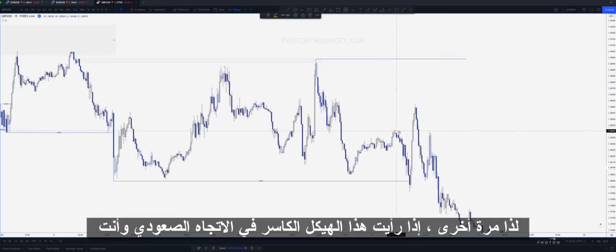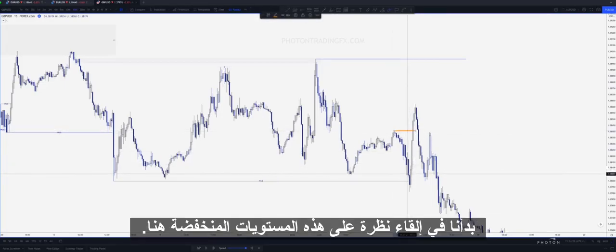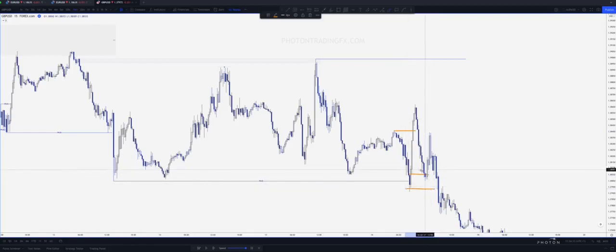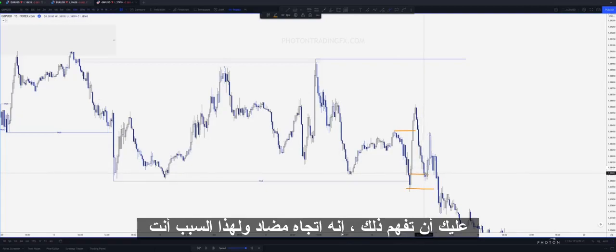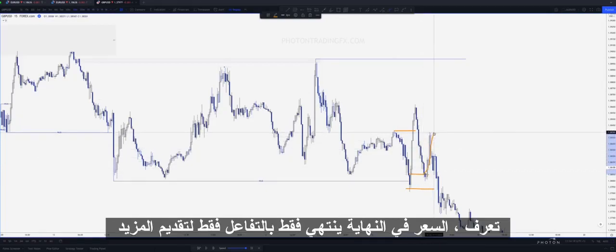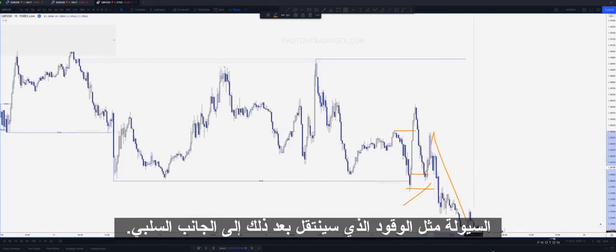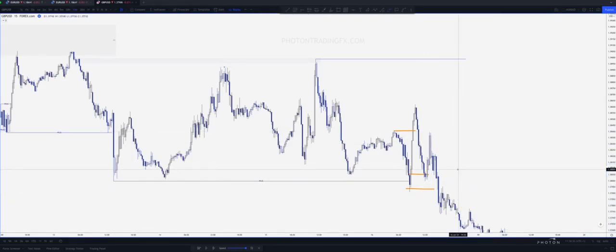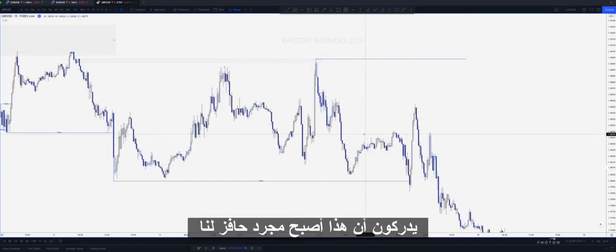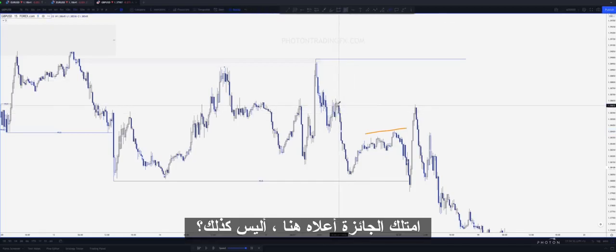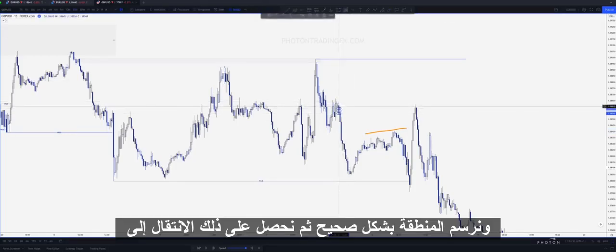So again, if you see this break of structure to the upside and you're starting to look at these lows down here, yes, it is possible to trade this and you can take it, but you have to understand that it's counter trend. And that's why price ultimately only ends up reacting just to provide more liquidity, right, to then fuel that next move to the downside. It's all about understanding where your swing highs and swing lows are, realizing that this is just becoming inducement for our supply zone up above here. And then we get that move to the downside there.